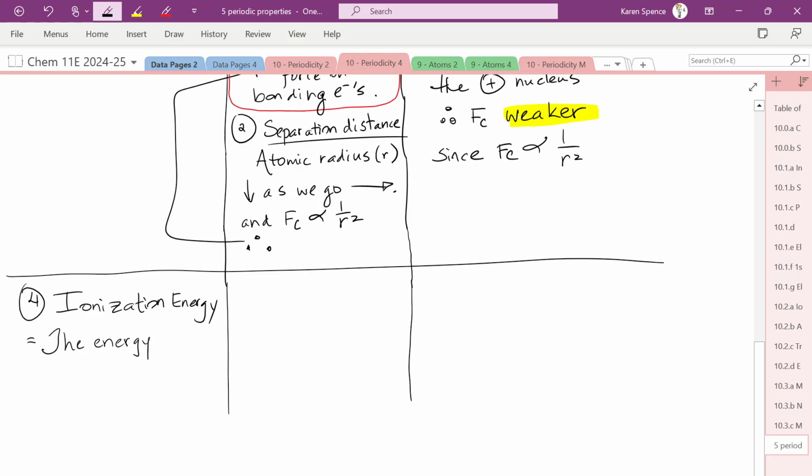It is the energy required to remove a valence electron from what? A gaseous neutral atom.